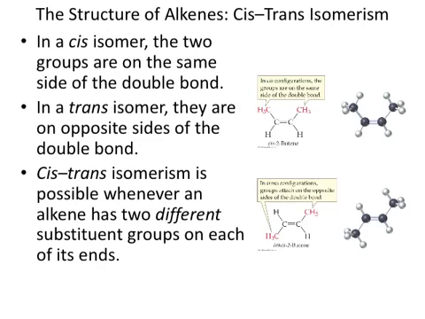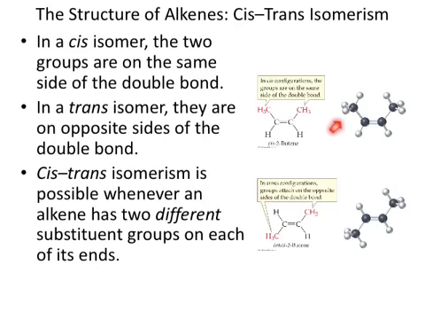So because of that, we end up in alkenes with something called cis-trans isomerism. Cis-trans isomerism only happens whenever an alkene has 2 different substituent groups on each of its ends. Meaning on this end and this end, we have to have 2 different groups here and 2 different groups here. Now these can match. One of these can be the same as somebody on the other side, but on this side, they have to have 2 different groups.